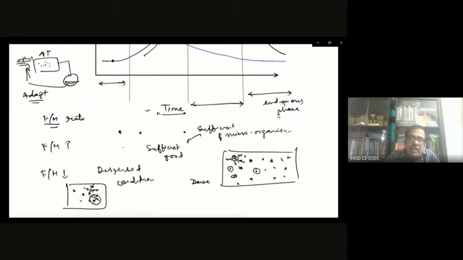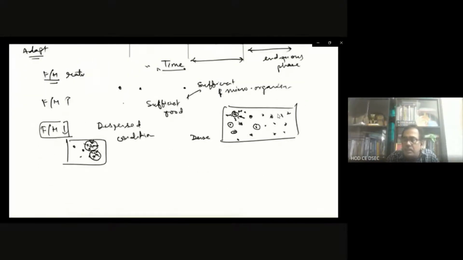So in the endogenous phase, so far we are discussing the oxidation ditch. In this extended aeration system, the dense sludge, that is the dense biomass, will be obtained. So this is the advantage we can say in the extended aeration process. In endogenous decay, the dense biomass will occur. So this is one thing I am just telling you.